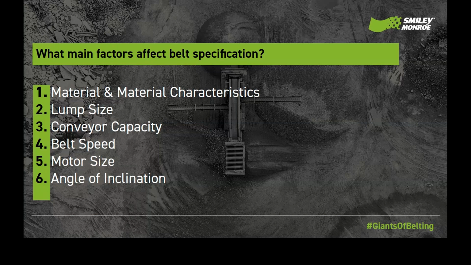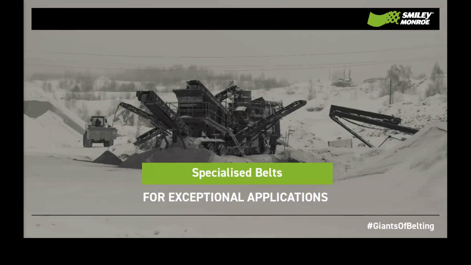So what are the main factors affecting belt specification? You need to look at things like the material characteristics, the lump size, the conveyor capacity, the belt speed, the motor size, and the angle of inclination. And now Alicia's going to discuss specialized conveyor belting with you.